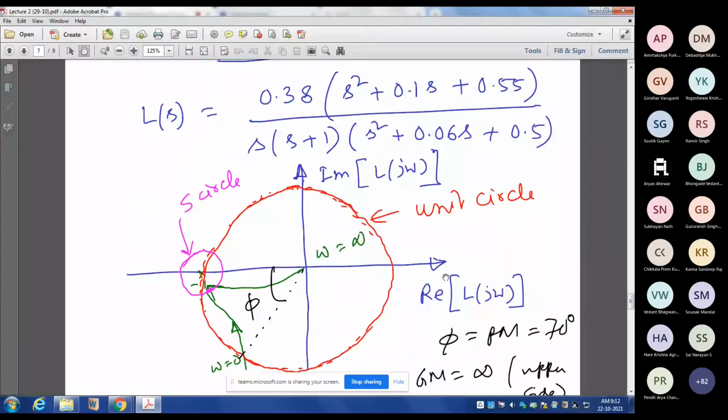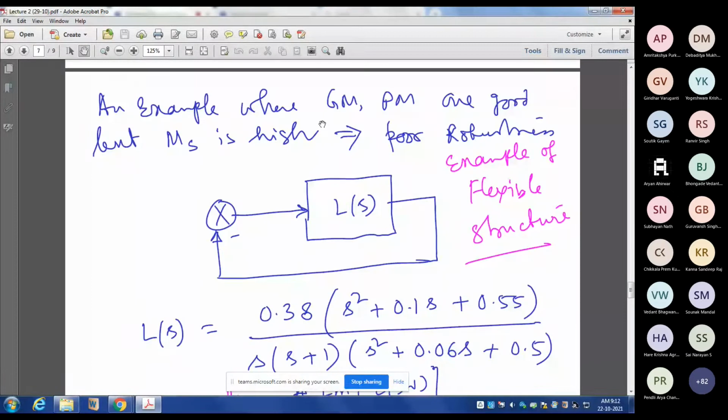So this is the conclusion: phase margin and gain margin may be good, but the system may have poor robustness, because MS is high. That is why MS is a very good indicator for robustness.